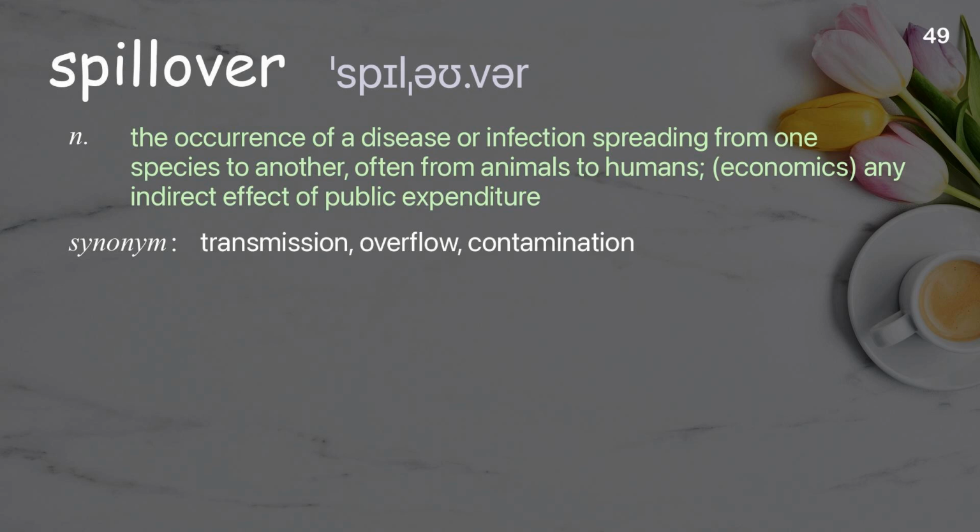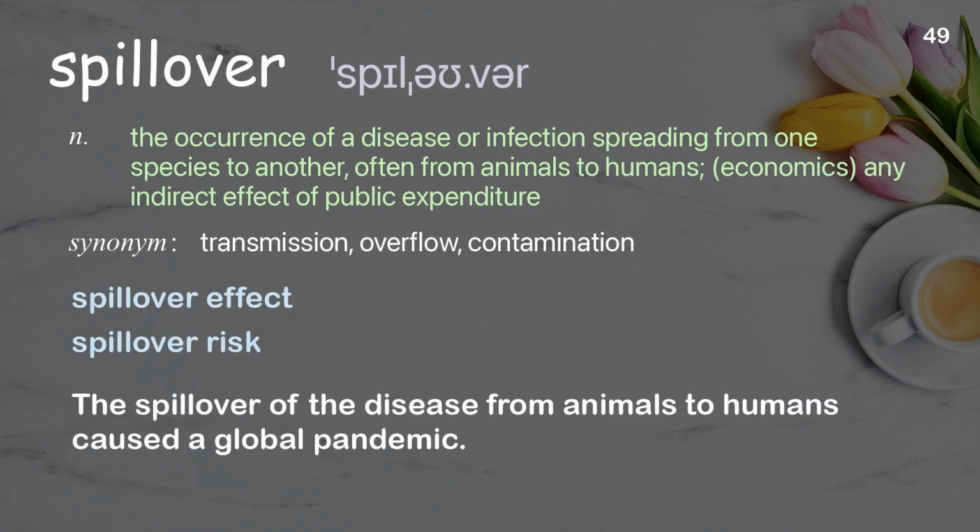Spillover. The occurrence of a disease or infection spreading from one species to another, often from animals to humans. Economics: any indirect effect of public expenditure. Examples: Spillover effect. Spillover risk. The spillover of the disease from animals to humans caused a global pandemic.